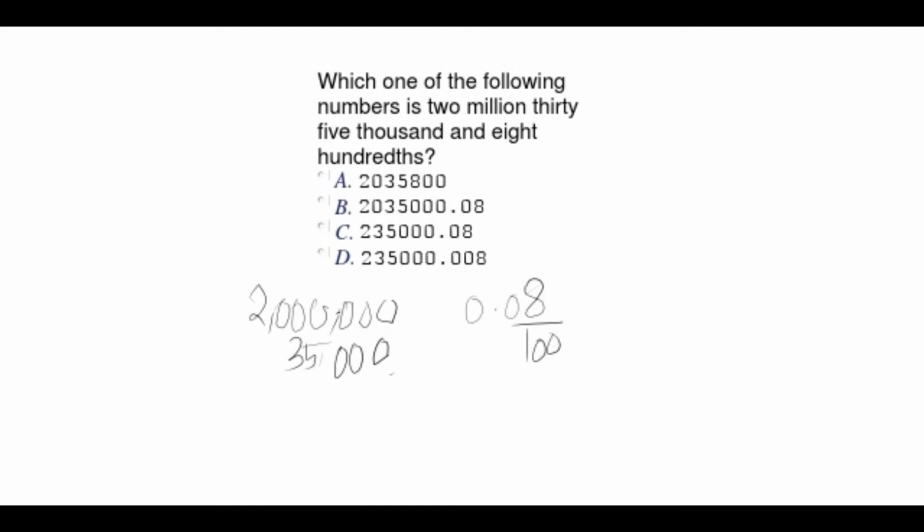So we have plus 0.08. So we are going to add this. So we have 8, this is 0 point 0, 0, we have 0, 0, 5, 3, 0, 2. So 2,035,800, and this is it. So that is 2,035,800.